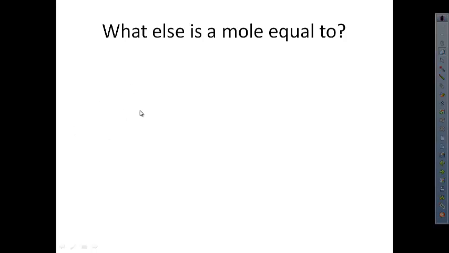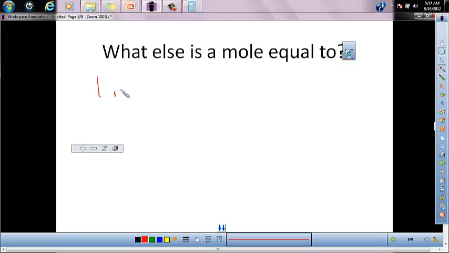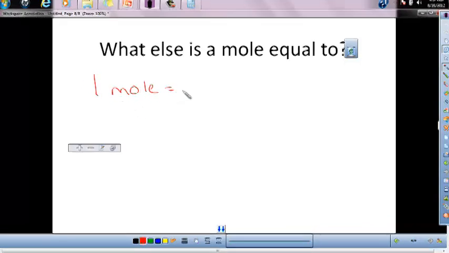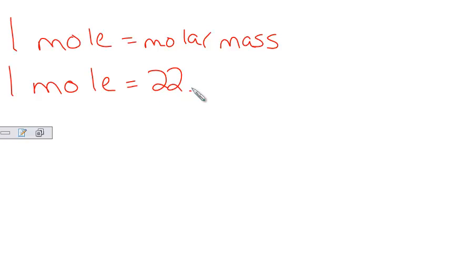Okay, so what else is the mole equal to? The mole is actually equal to other things. So far we know that the mole is equal to the molar mass in grams. Now, 1 mole is also equal to 22.414 liters of a gas. So we can use this knowledge and this knowledge to solve problems now.